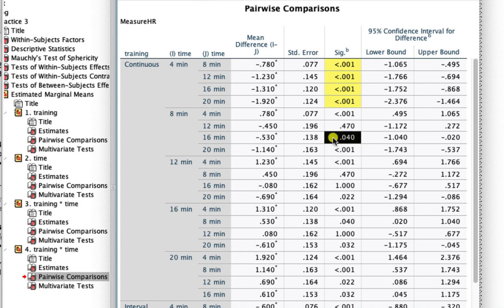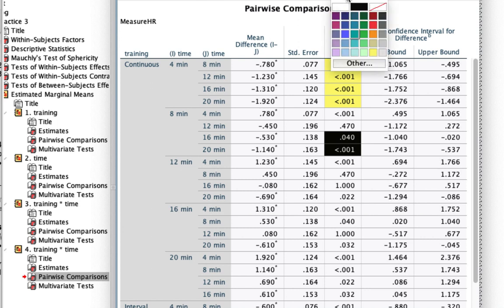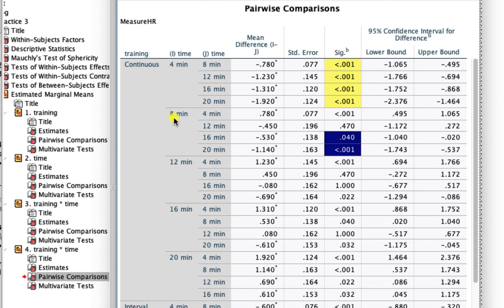And I notice I have 2 time points that are less than 0.05. So 8 minutes is significantly different from both 16 and 20 minutes with regards to heart rate.